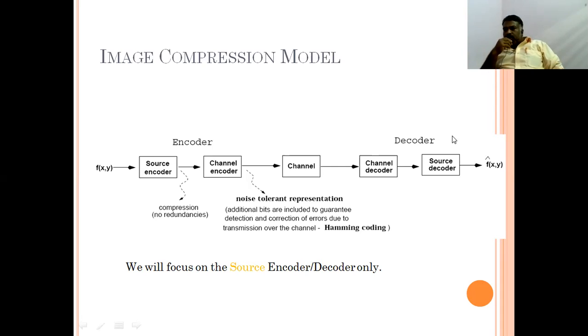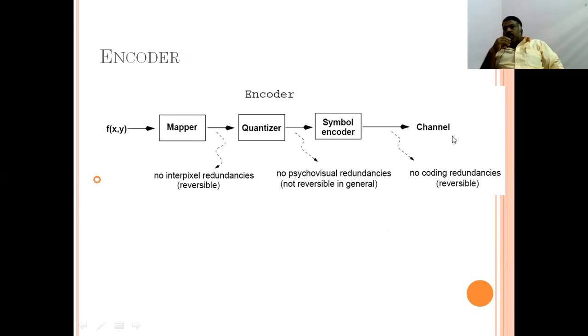That mechanism is called Hamming coding. So Hamming coding means you can add additional bits that will be included to guarantee the detection and the correction of errors due to transmission over the channel. That is called Hamming coding. This is the side of the encoder, and another part is the decoder. On the encoder side, you can see this slide to understand more.